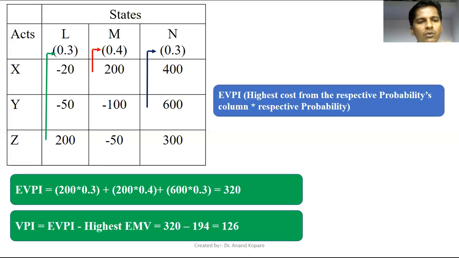Last, we have to find the value of VPI, the value of perfect information. There is one formula: VPI equals EVPI minus highest EMV. The EVPI we found is 320, minus the highest EMV we found in the previous slide, that is 194. Making the subtraction, 320 minus 194 is equal to 126.